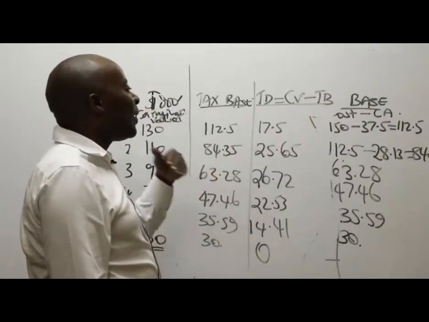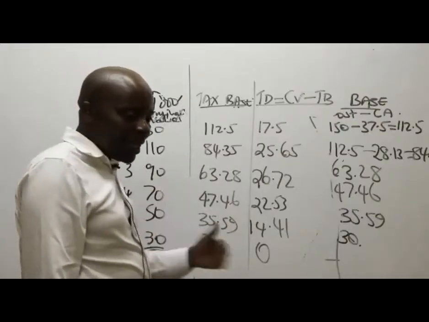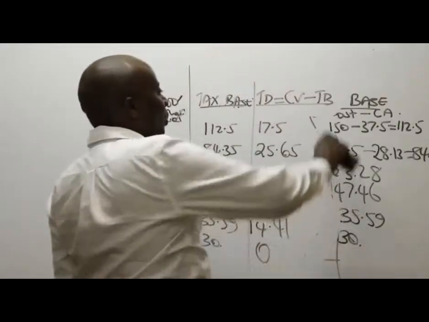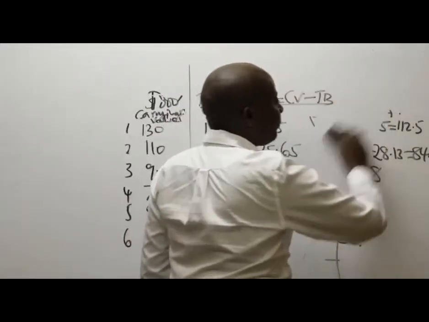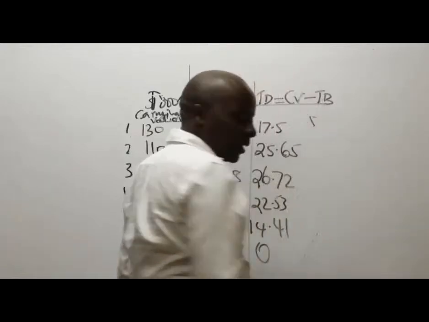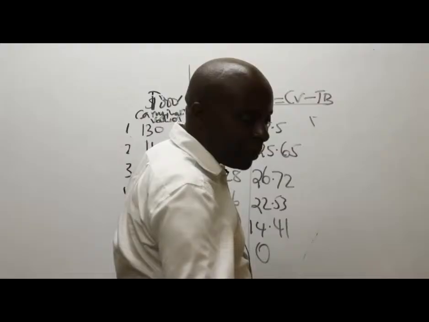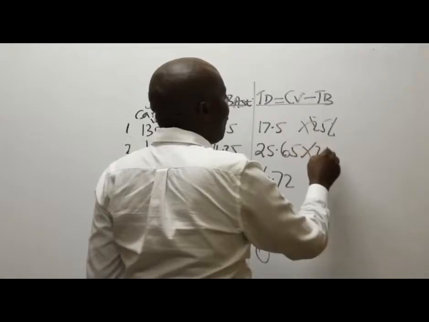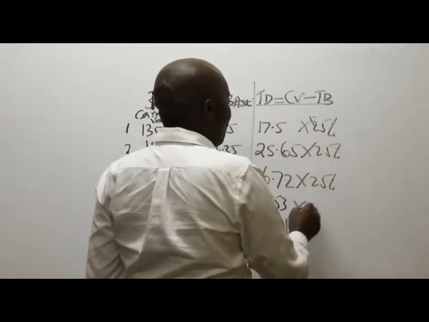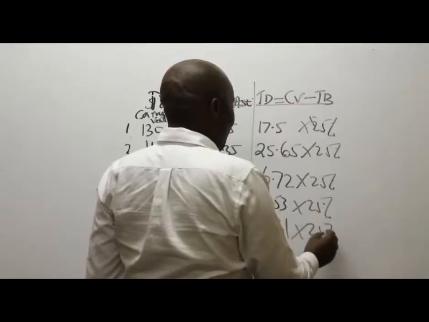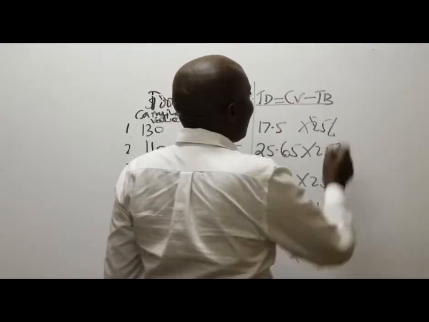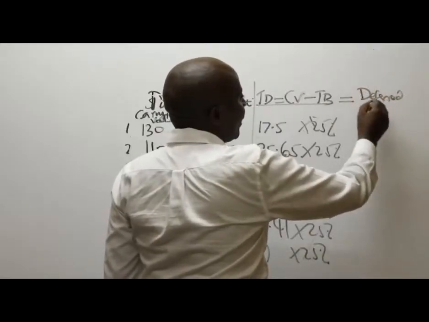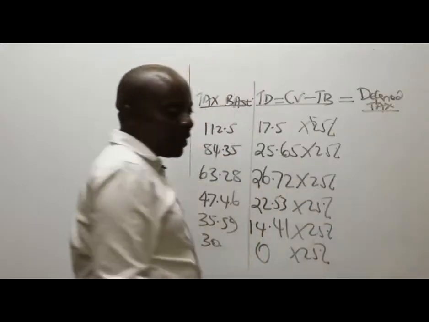Let's just go ahead and get the deferred taxes. Do we have the tax rate? They say the tax rate is 25%. Tax rate is 25%. So if you multiply this with 25%, you'll be able to get what we call deferred tax. You'll be able to get what we call deferred what here?